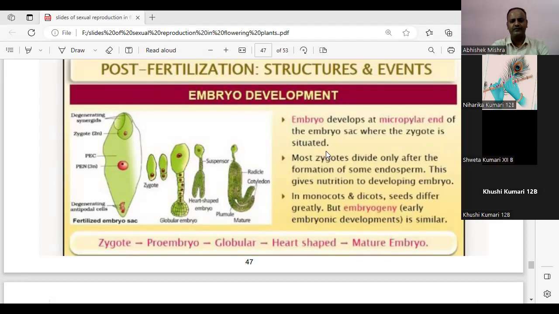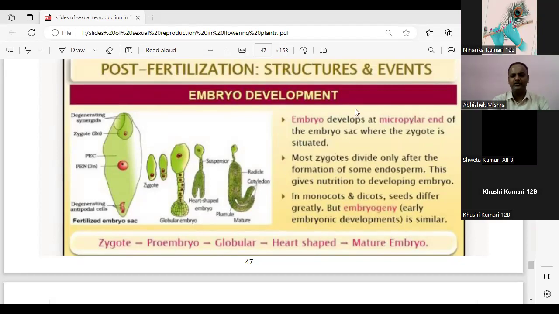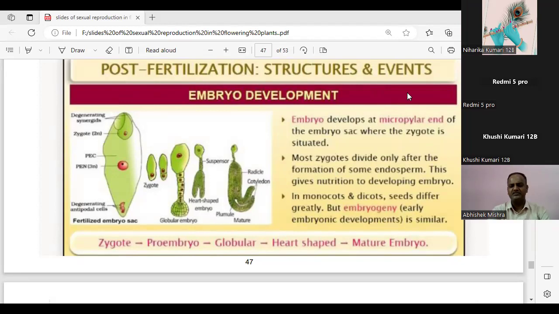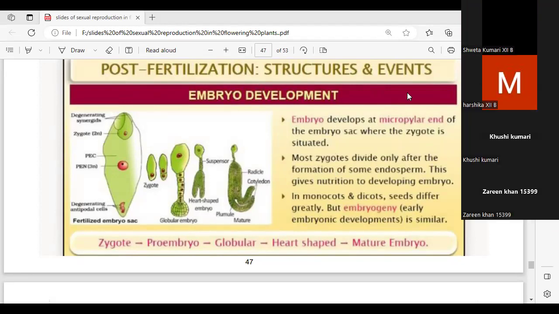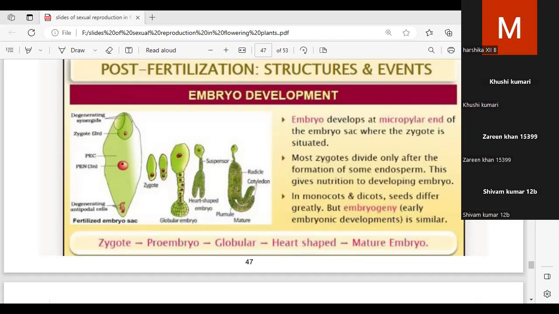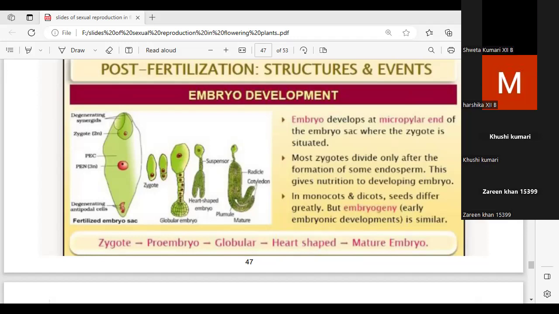Who knows? Raise the hand. The embryo lies at the micropylar end. Okay, Niharika, very quick. Unmute yourself. Chalazal end. Very good, chalazal end.